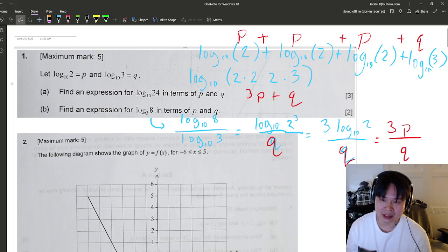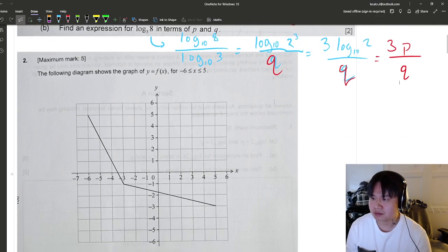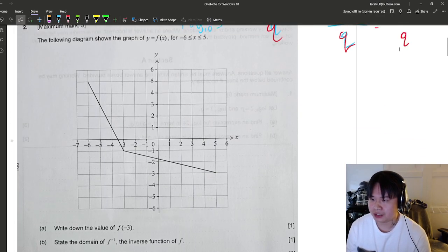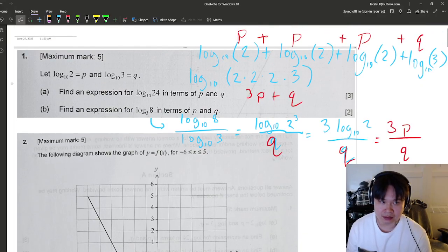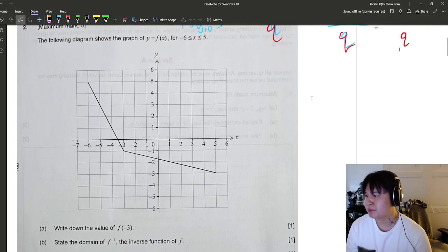Like, I know it says 5 marks, but honestly, it should take you like 2 minutes to do. So go through all the ones that you can do right away first, go back afterwards and spend a little bit more time on the other ones.